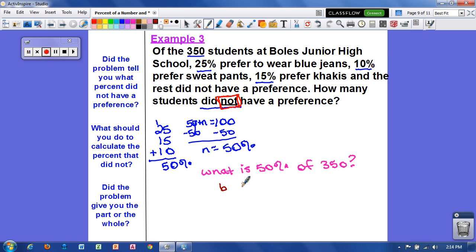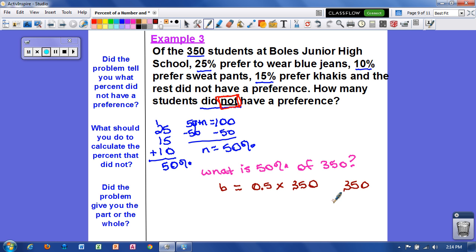So B equals 50%. I want to change that to a decimal. Percent to a decimal, paddle to the left. So I end up with 0.50, or you could just leave it at 0.5. Of means to multiply, and then 350. All right, so B equals 0.5 times 350. So now I just simply multiply that out.